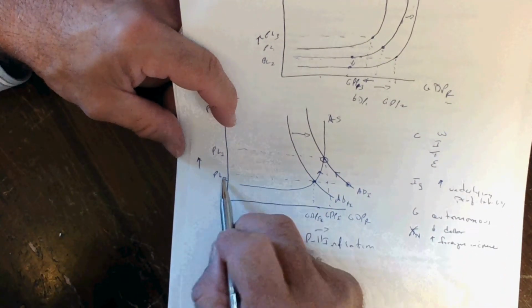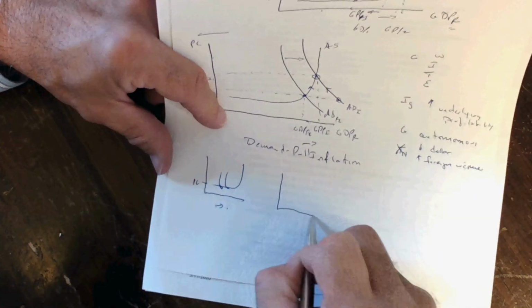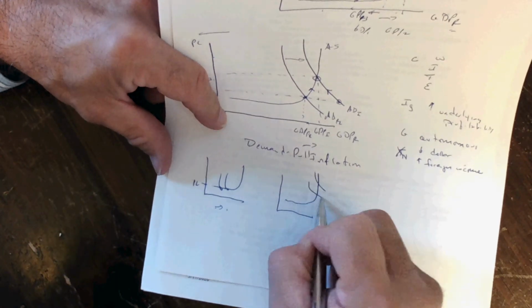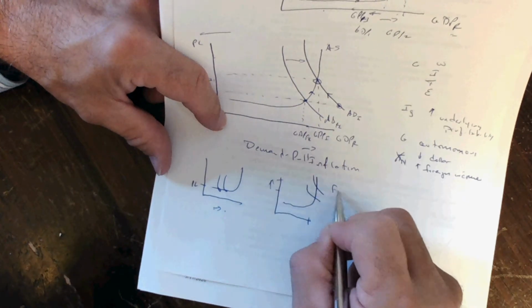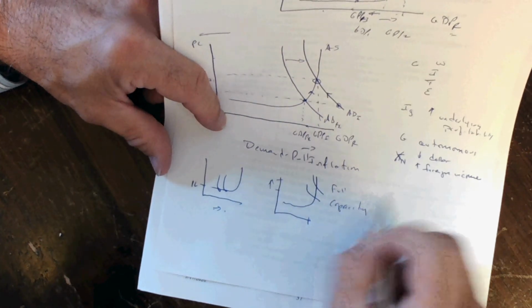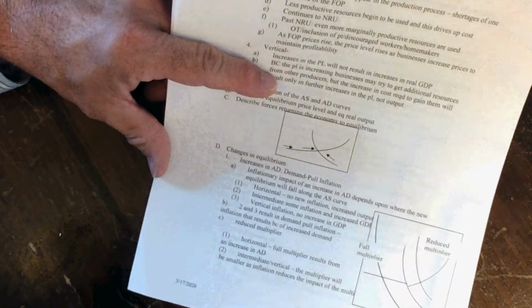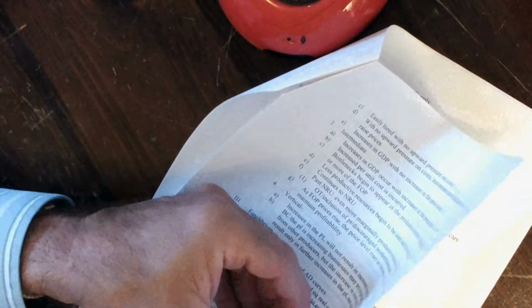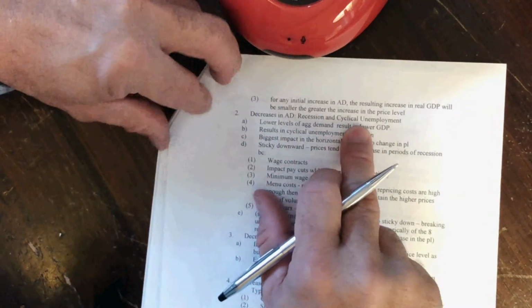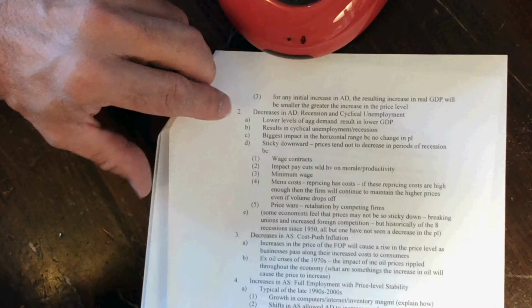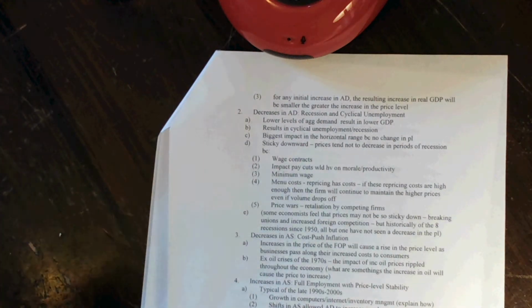In the intermediate range, you'll get an increase in output with an increase in the rate of inflation. If the shift in aggregate demand happens in the vertical range, you'll get no change in output, but you'll get a change in inflation. This is full capacity. Decreases in aggregate demand are associated with recession and higher levels of unemployment.